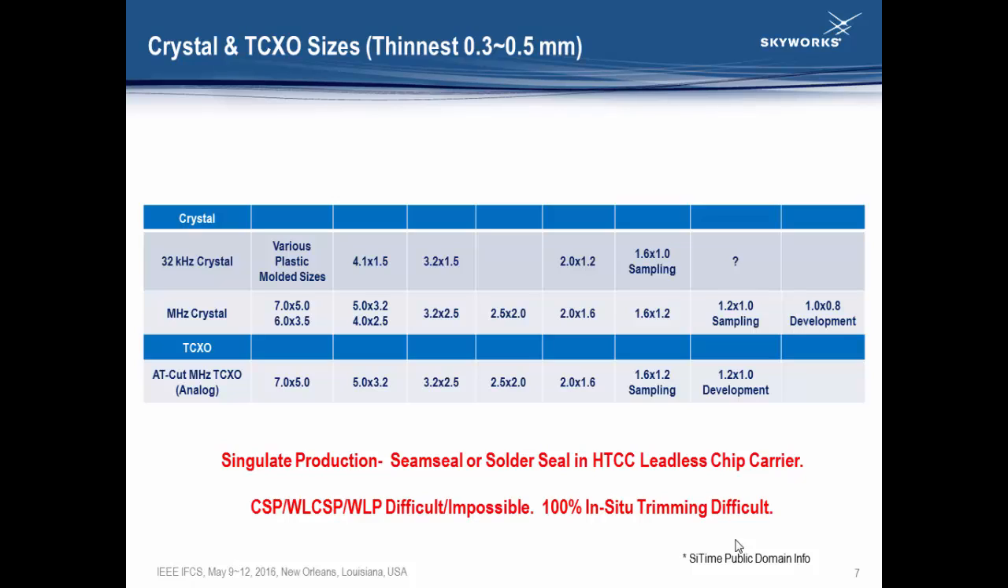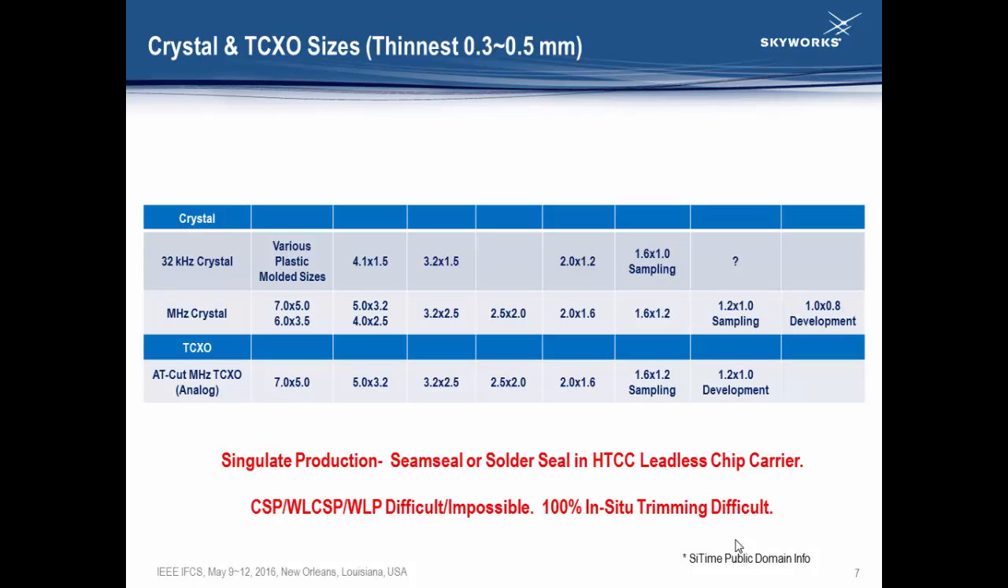Now, this is an oscillator, so it has a crystal and an IC inside. The problem with crystal technology today, I think, is that you still have to manufacture using single-layer methods, so you do it one piece at a time, usually using seam seal or solder seal with an LCC, leadless chip carrier. Chip scale packaging and wafer level packaging for crystals or crystal oscillators is either difficult or impossible. And of course, there's also the difficulty of 100% in situ trimming.